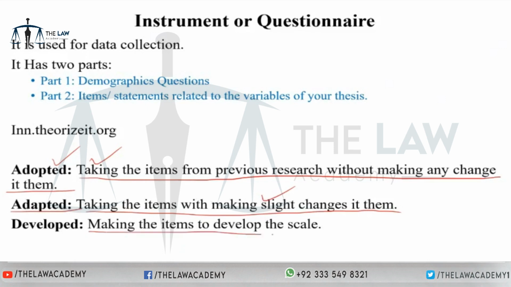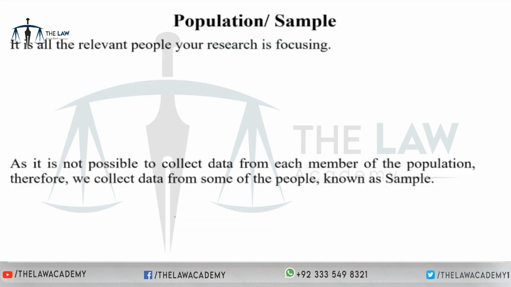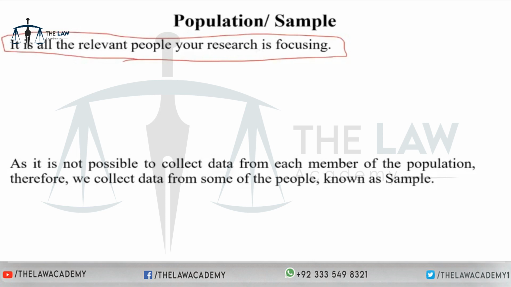And if you are completely developing it for the first time, you will say that you are developing an instrument. So this is going to be your instrument. Then if you go to population and sample, the simple understanding is that all the people who are the focus of your research are your population. But it is not possible to collect data from each member of the population. Therefore, we collect the data from some people, known as the sample.